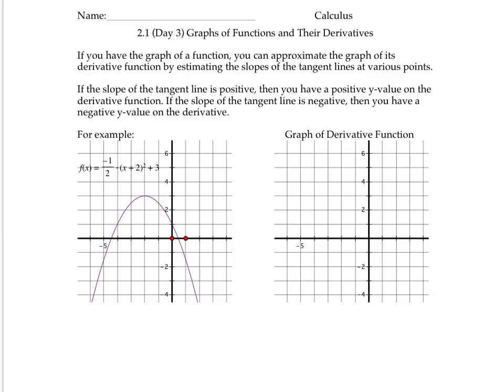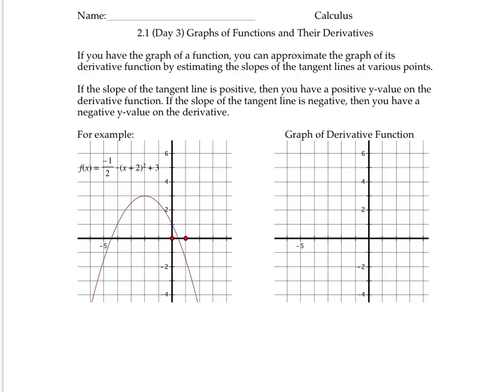If the slope of a tangent line is positive, then you have a positive y value on the derivative function. If the slope of the tangent line is negative, then you have a negative y value on the derivative. So when you're graphing the derivative function, you're graphing the y values that you get by looking at the slopes of the tangent lines. So in our first example, we have the graph of a parabola, and we're going to draw a series of tangent lines and just estimate their slopes.